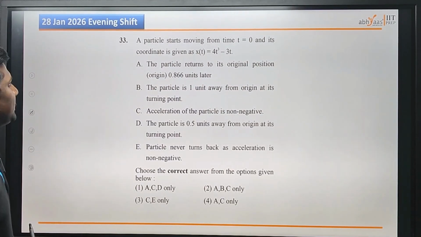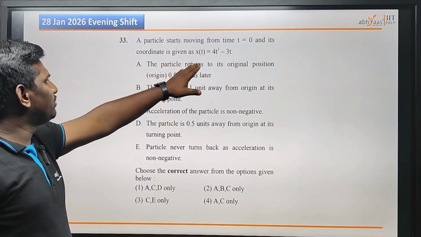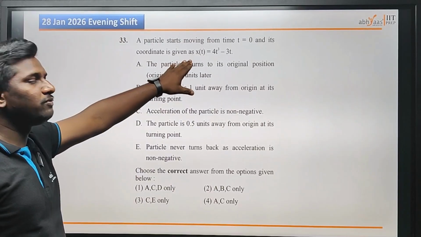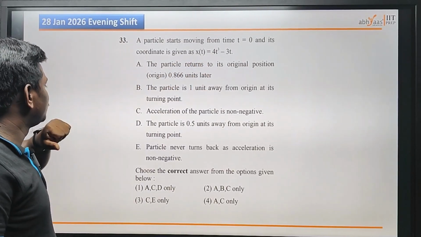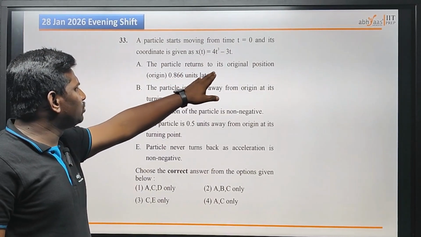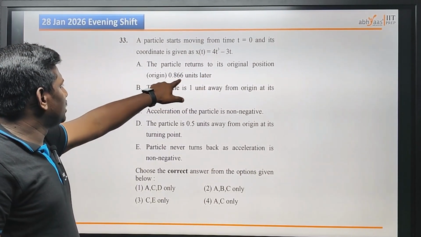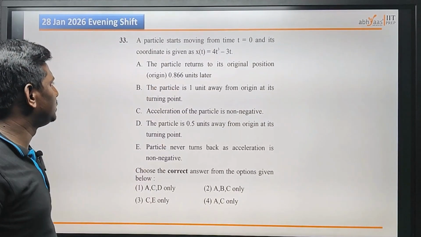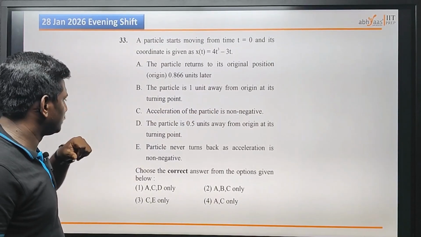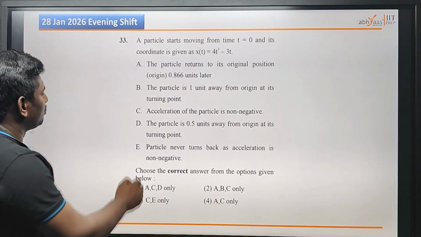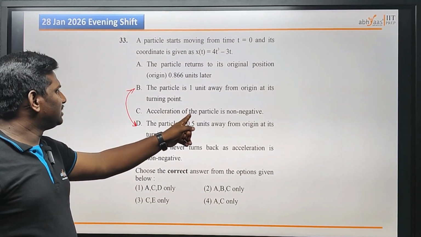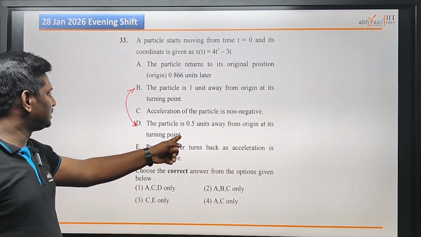Question number 33. See here. A particle starts moving at time t and its coordinate is given as x of t equal to 4t cube minus 3t. You have to find the correct answer. The particle returns to its original position 0.86 units later. And one more: the particle is 1 unit away from the origin. So B and D are combined: the particle is 1 unit away from the origin at its turning point.